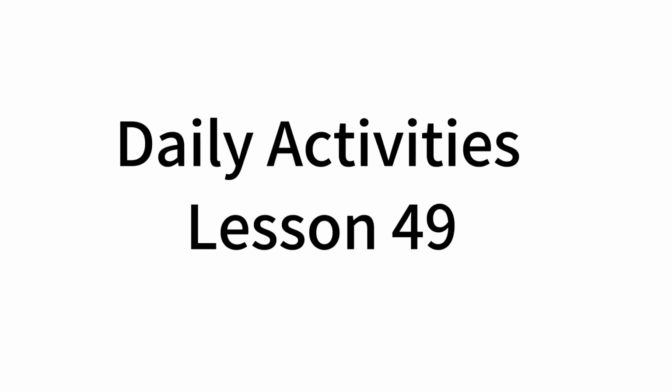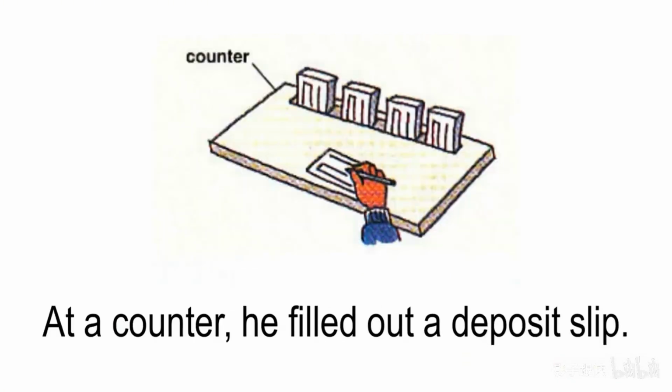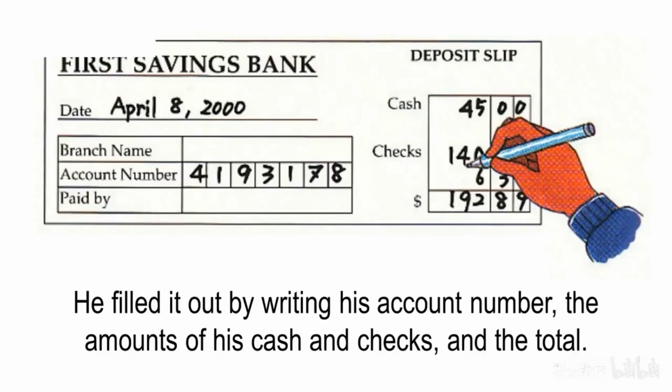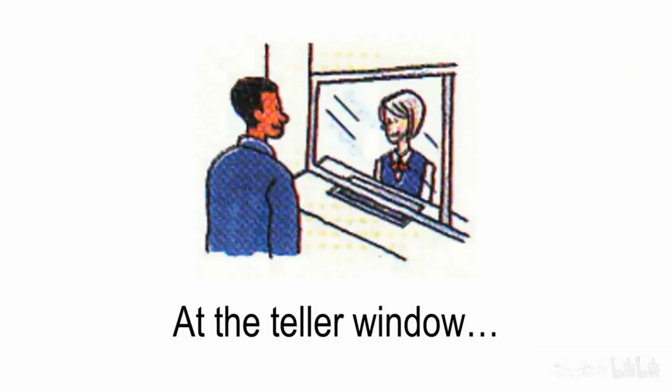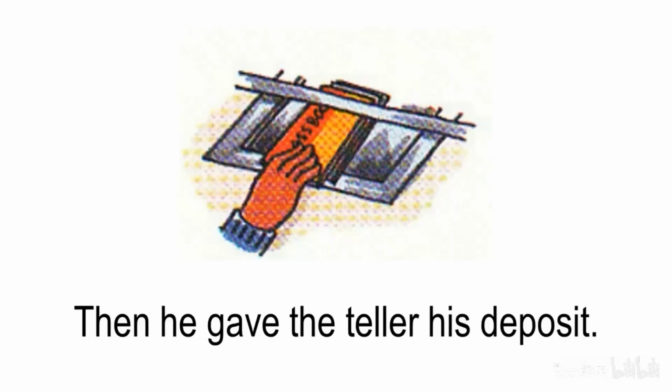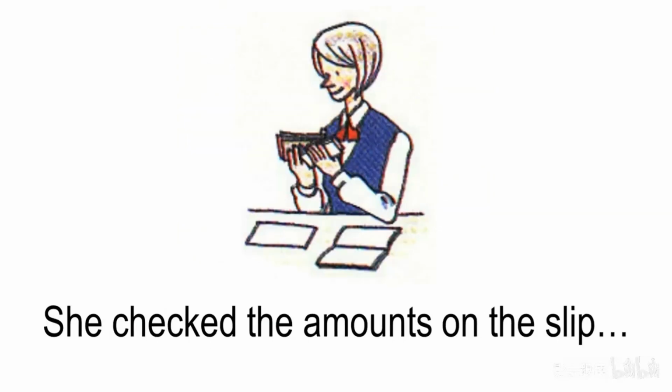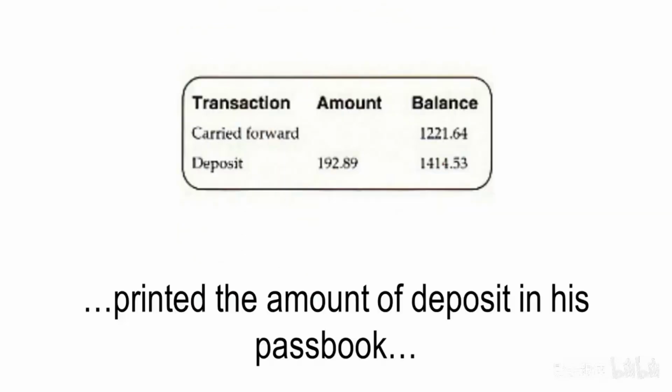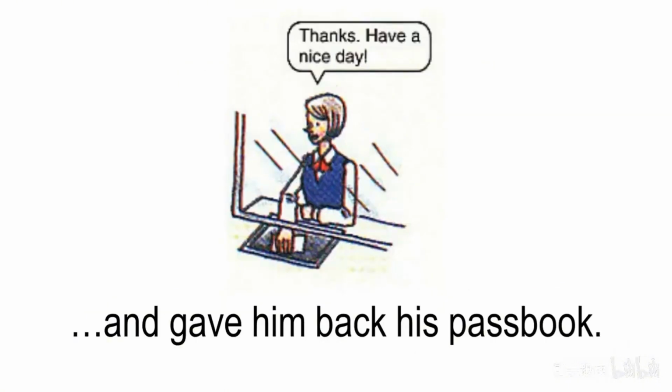Daily activities. Lesson 49. Paul went to the bank. At a counter, he filled out a deposit slip. He filled it out by writing his account number, the amounts of his cash and checks, and a total. At the teller window, he endorsed the checks by signing them on the back. Then he gave the teller his deposit. She checked the amounts on the slip and printed the amount of deposit in his passbook and gave him back his passbook. Thanks. Have a nice day.